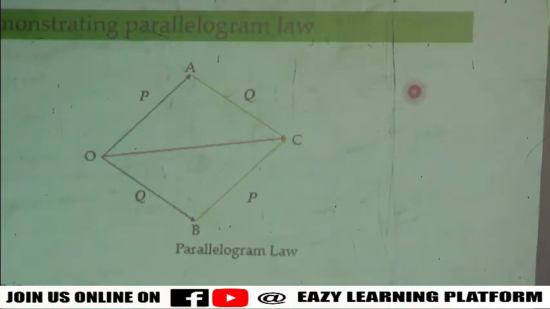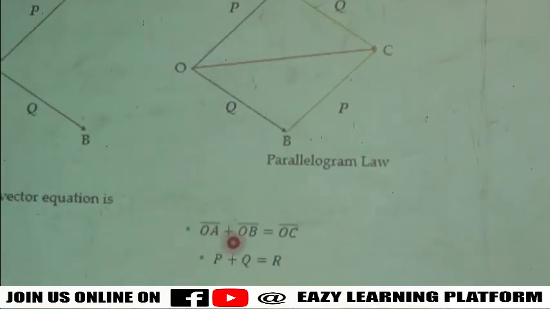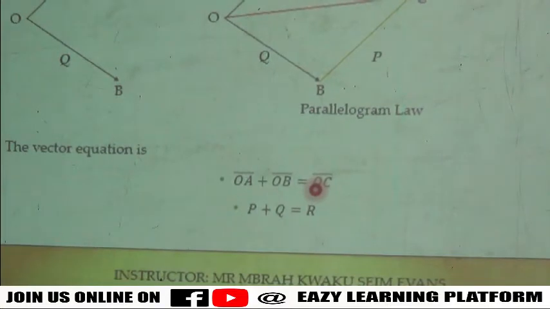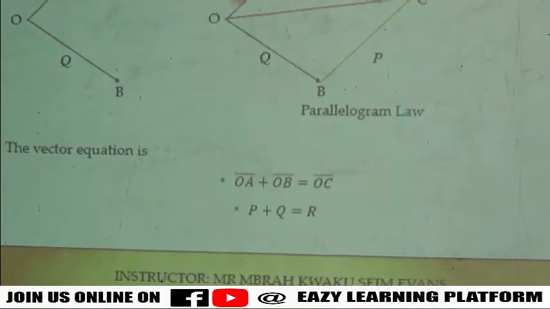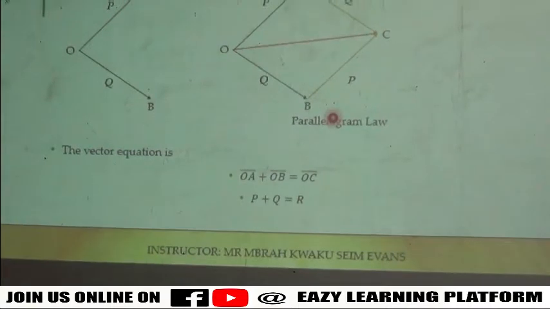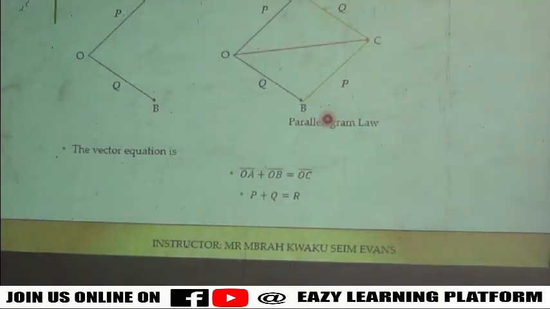Now vectorially, we have OA plus OB is equal to OC. OA plus OB is equal to OC. Now what is OA? OA is P. And OB is Q, because OB is the same as AC.